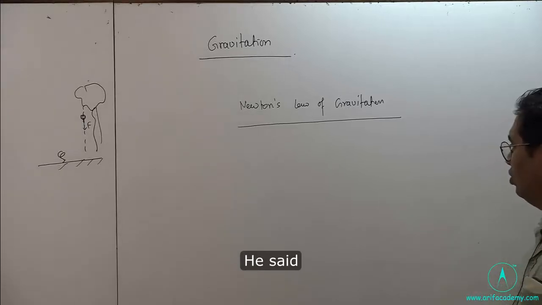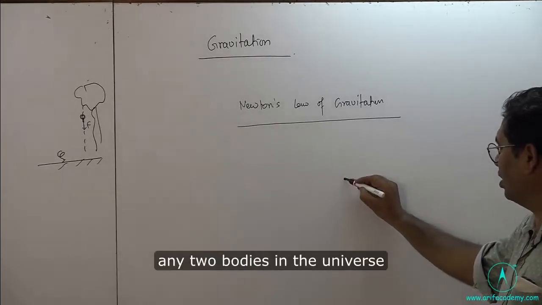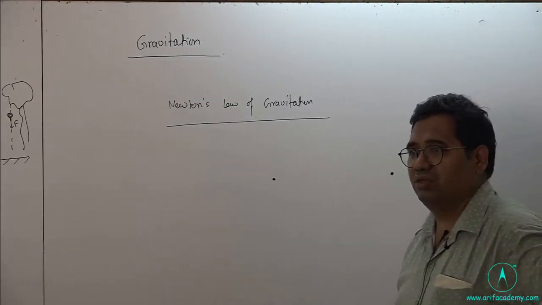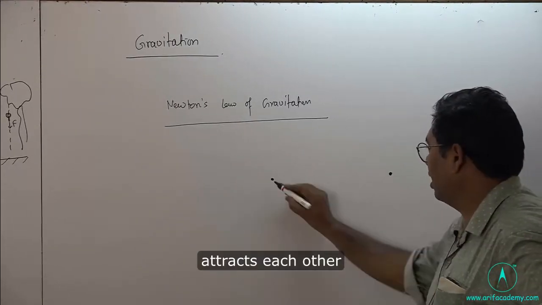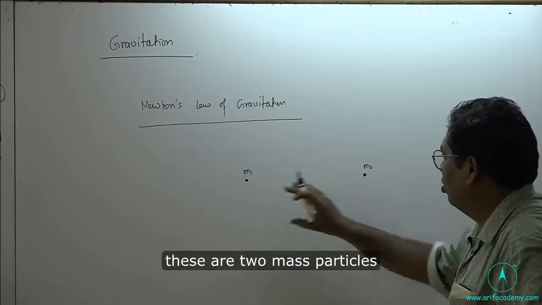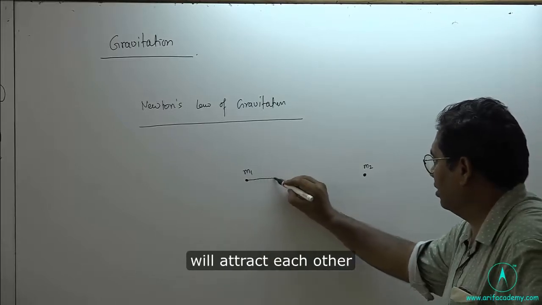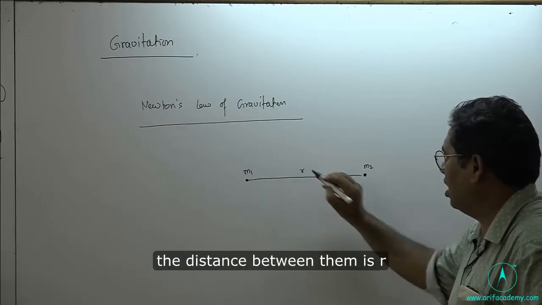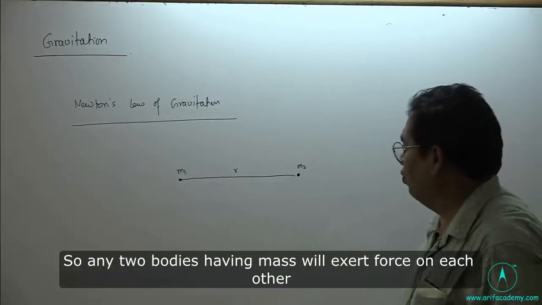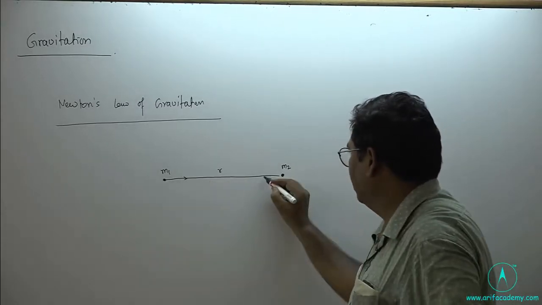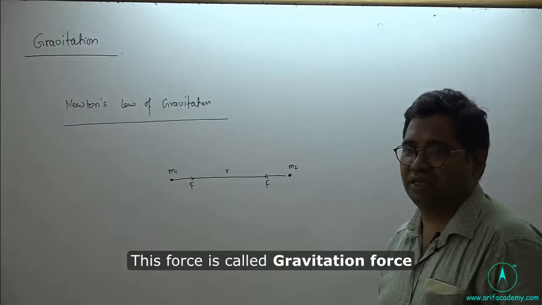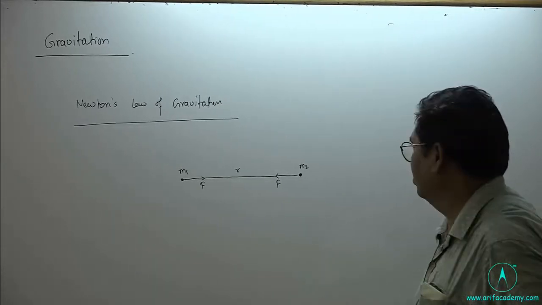He said, any two bodies in the universe attract each other. Suppose these are two mass particles M1, M2. They will attract each other. The distance between them is r. So any two bodies having mass will exert force on each other or attract each other. This force is called gravitational force. Got it?